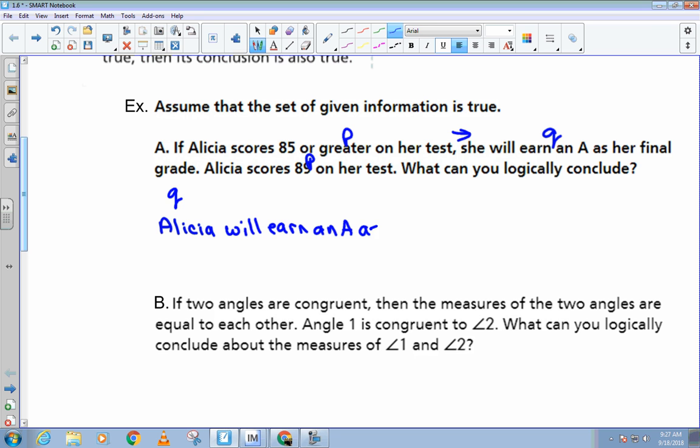Wait, what does that say about the 85? That's just the P about the 89. Yeah, I'm just saying, okay, this is a statement P and then a statement Q. Then you make a more specific statement referencing the P, and then you can make a more specific statement referencing the Q.